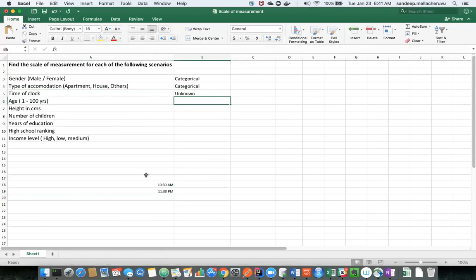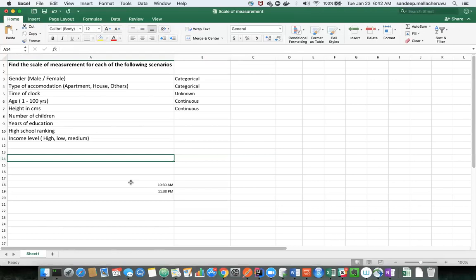Then age, 1 to 100 years. Age is continuous. I think this one is clear. Height in centimeters. This is also continuous. Now number of children. Number of children, it will come under categorical. This is related to count. This is a count, but can you add two? Let's say I have 5 children and you have 2 children. Can we add? Yeah, we can add. Then we can also say continuous.